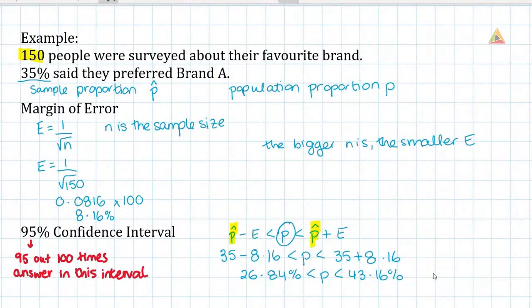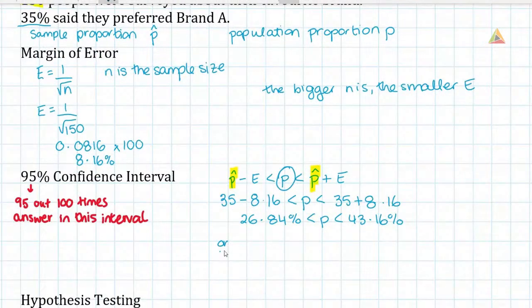And that's a good indication that the true population proportion is going to be in here somewhere. So we're inferring something about the population using our sample statistics. You can also write that as an interval using brackets. So you could write this as 26.84, 43.16%. And if you're writing it using that method, make sure to use square brackets, because the square brackets mean including those figures. Now I'm going to use it as a confidence interval using my inequality symbols, but either answer is absolutely fine for your final answer with a 95% confidence interval.